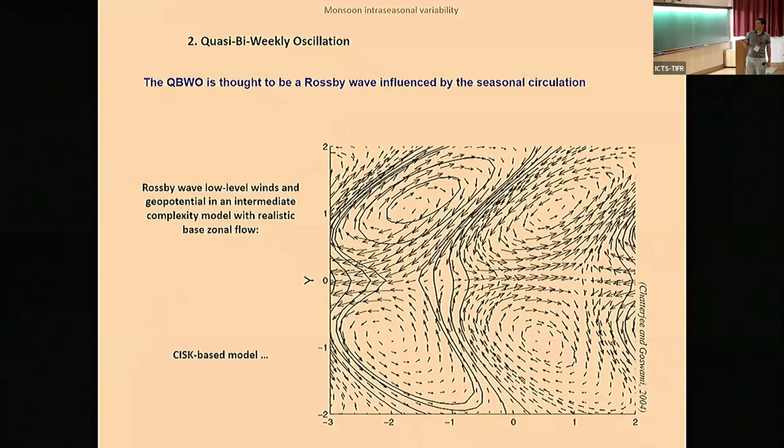So that's the type of wave that they got in their model, with those much larger elongated gyres, maybe with a slight southwest, northeast slant, instead of fairly circular gyres that we get in a Rossby wave without any mean flow. And so since then, I think in every paper about the QBWO, there is some kind of reference to the fact that they're Rossby waves.